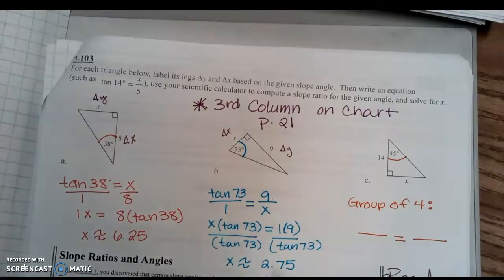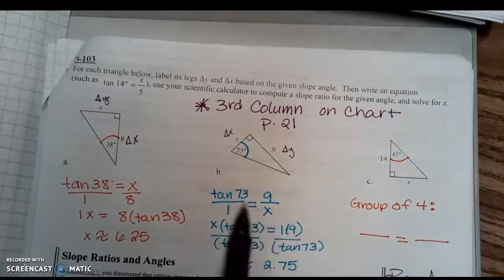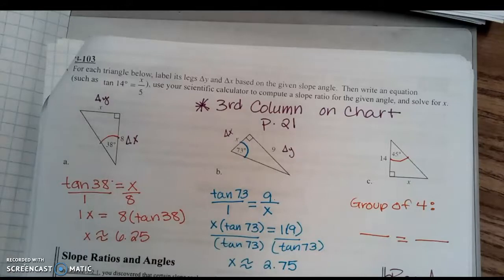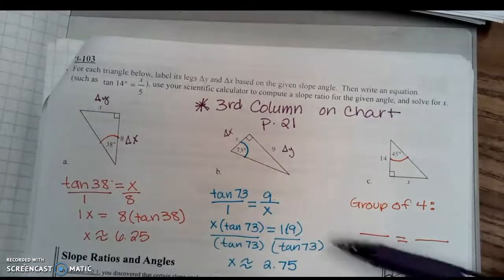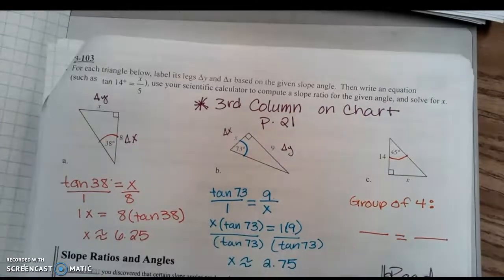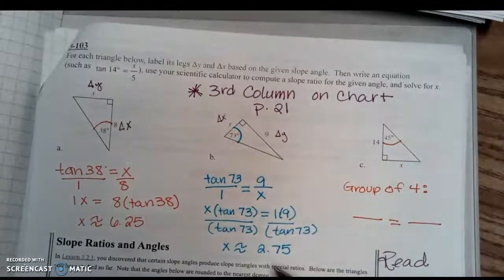For our cross product, we're going to multiply x times the tangent of 73, set it equal to 1 times 9. To get the x by itself, we have to divide by the tangent of 73. So this time's a little bit trickier to type in the calculator, but you've got the Desmos scientific calculator. So you're going to type 9 divided by the tangent of 73, hit the equal sign, and you will get approximately 2.75. Okay?